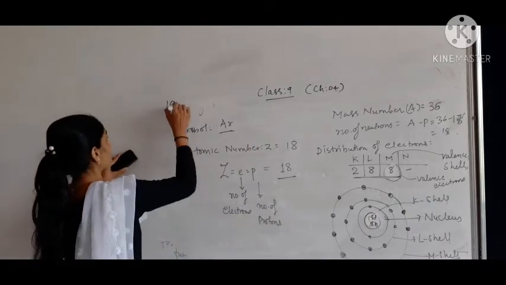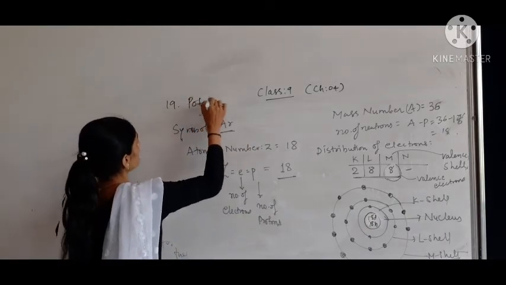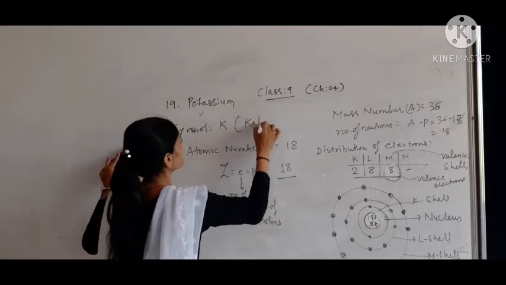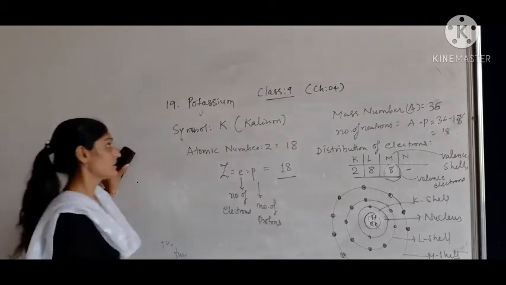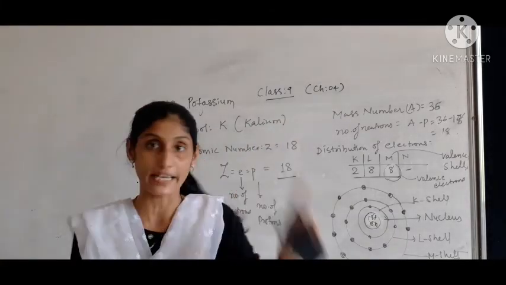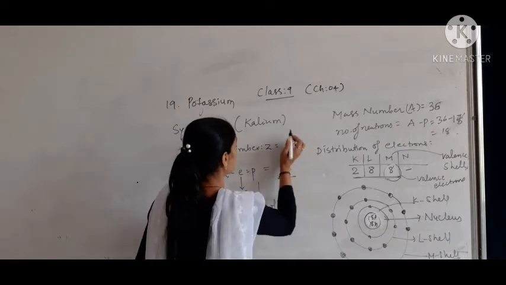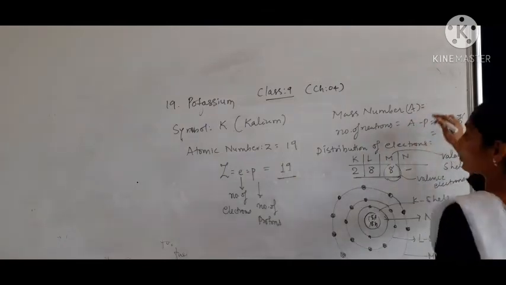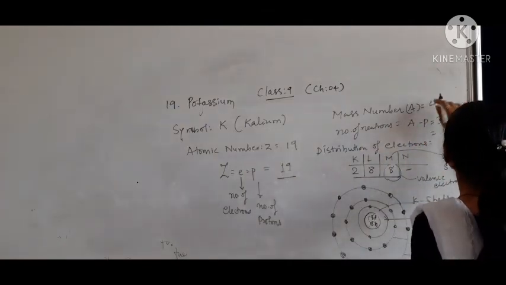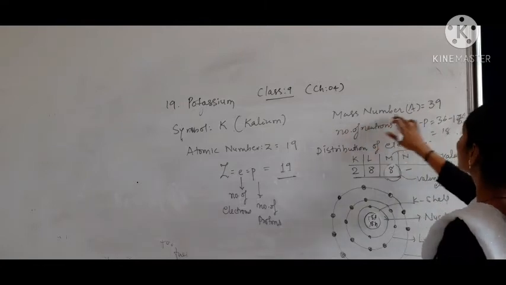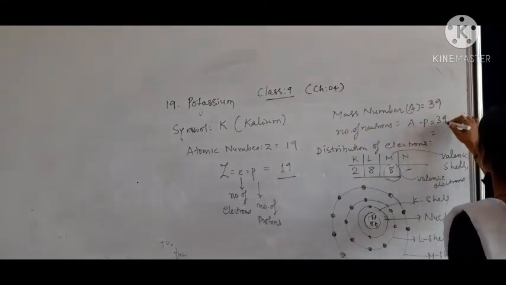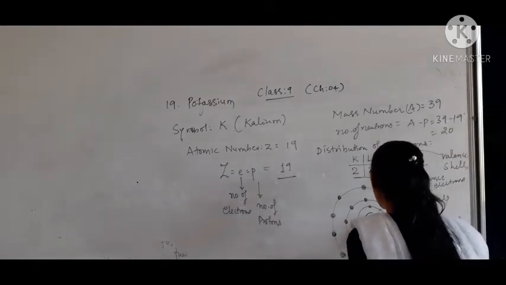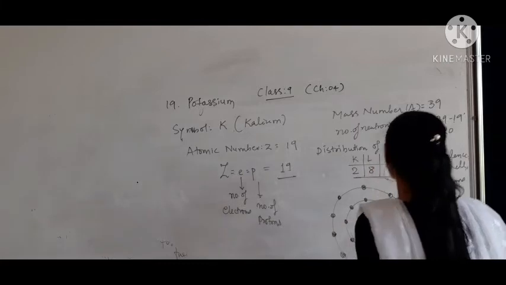So 19, that is potassium. Potassium has the symbol K from the word kalium. Kalium is a Latin word, and from that it has the symbol capital K, with 19 as atomic number. So number of electrons and protons is equal to 19. The mass number is 39. So 39 minus 19, it contains 20 neutrons. So we write 19 protons and 20 neutrons for potassium.